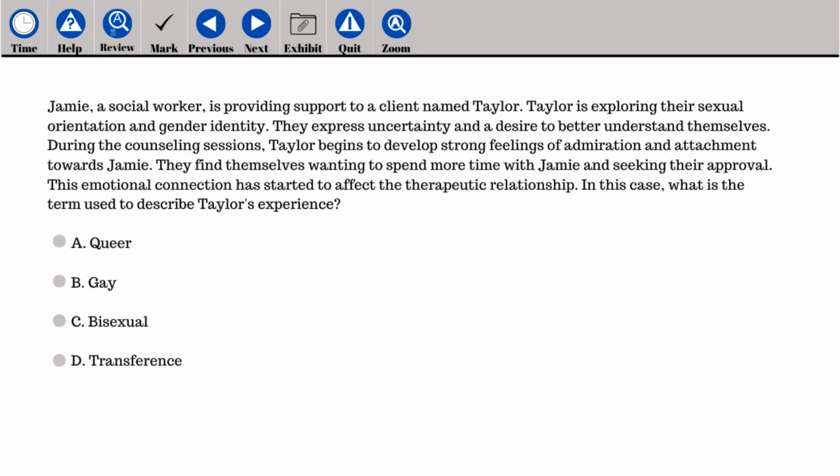Jamie, a social worker, is providing support to a client named Taylor. Taylor is exploring their sexual orientation and gender identity. They express uncertainty and a desire to better understand themselves. During the counseling sessions, Taylor begins to develop strong feelings of admiration and attachment towards Jamie. They find themselves wanting to spend more time with Jamie and seeking their approval. This emotional connection has started to affect the therapeutic relationship. In this case, what is the term used to describe Taylor's experience? A. Queer. B. Gay. C. Bisexual. D. Transference.